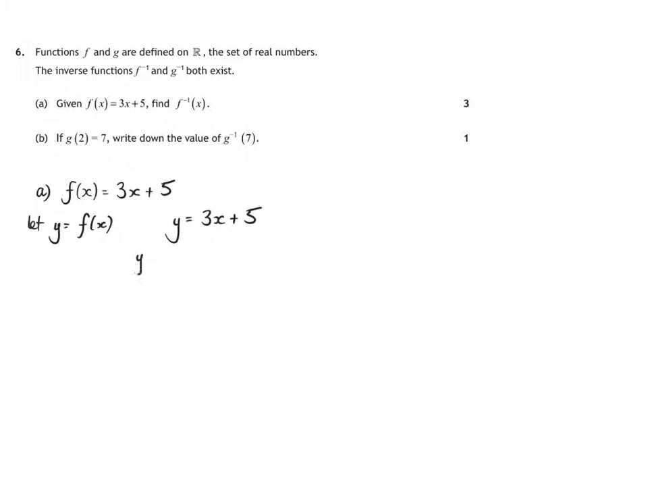So we get y minus 5 equals 3x, because we take away 5 from both sides. We divide both sides by 3. So we get x equals (y minus 5) over 3. So then we can replace our f to the minus 1 of x. So f to the minus 1 of x is equal to (x minus 5) over 3.